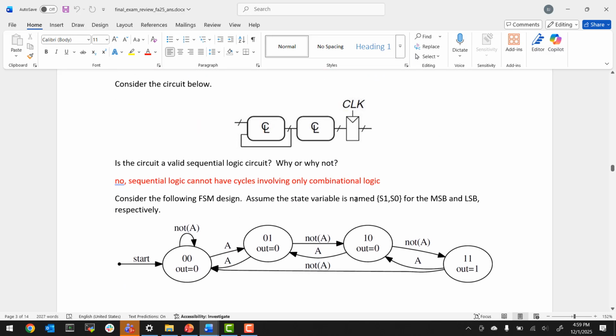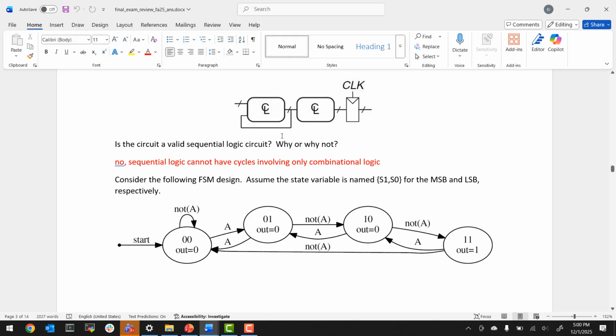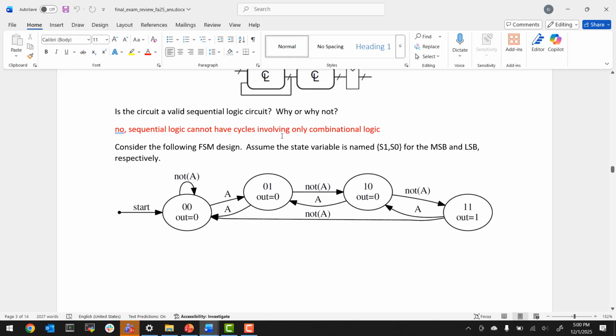Consider the circuit below. Is it a valid sequential circuit? No, because its combinational logic has a loop back and you don't want that. Technically, I think the terminology is actually wrong here. I should have said, is it a valid synchronous sequential logic circuit? But anyway, in general, you don't want to have any loops in combinational logic, right? It makes it asynchronous, essentially.